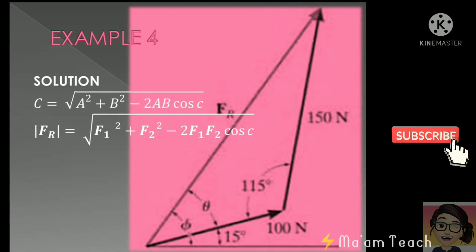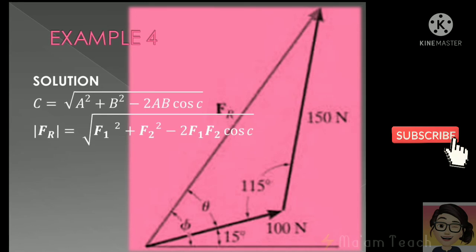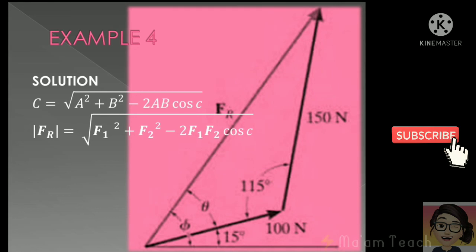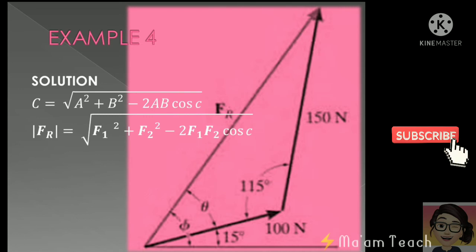You can actually use the formula for B, which is B equals square root of A squared plus C squared minus 2AC cosine B. As you could recall, we have three equations for law of cosines, right? You can solve for side A, side B, or side C. In this case, we just use the side C to represent F sub r. But like I said, you can use any of the three equations.